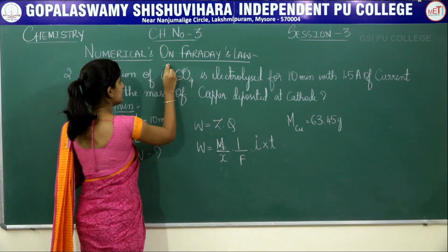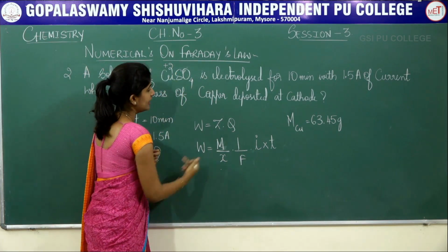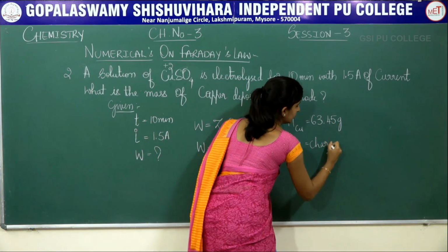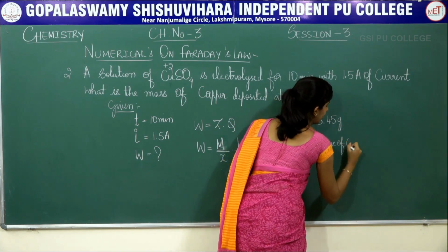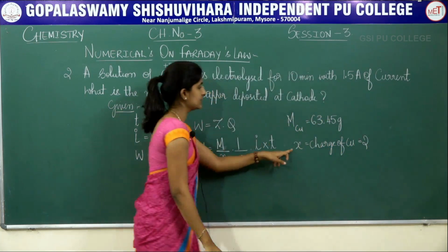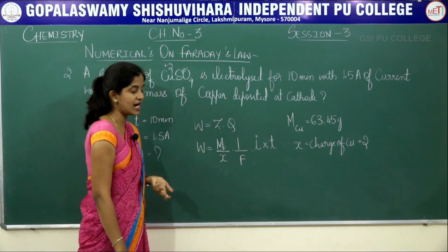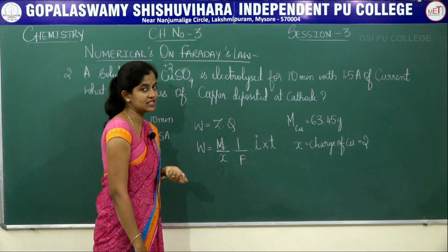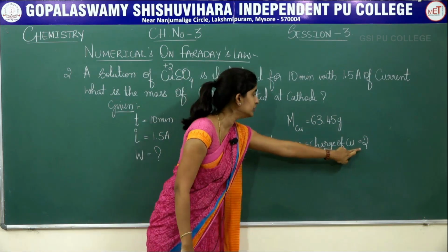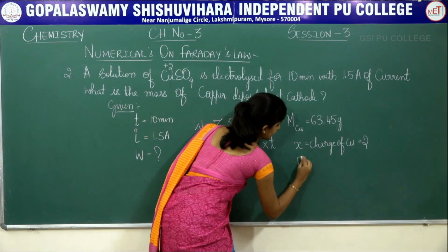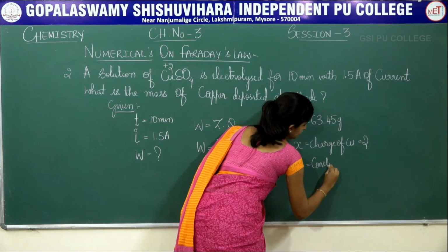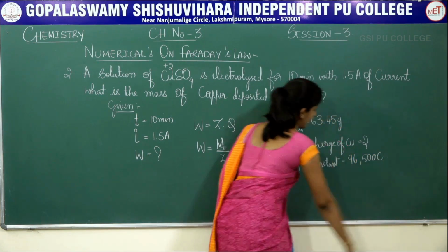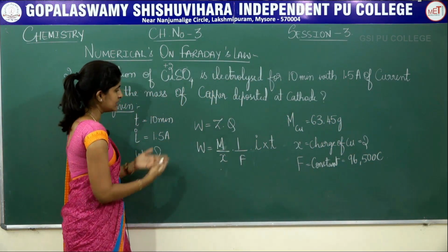Since in copper sulfate, copper is in +2 state, the equivalent weight will be divided by 2, that is X is equal to the charge on copper, which is 2. As I have told you, X can be either the charge, or the valency, or the number of electrons transferred. So X here is charge, equal to 2. Then Faraday, we know Faraday is a constant, equal to 96,500 coulombs. So everything I have got, now just substitute it.